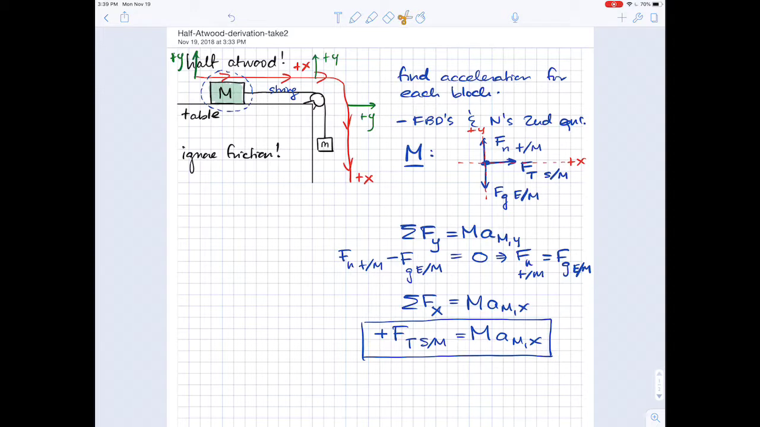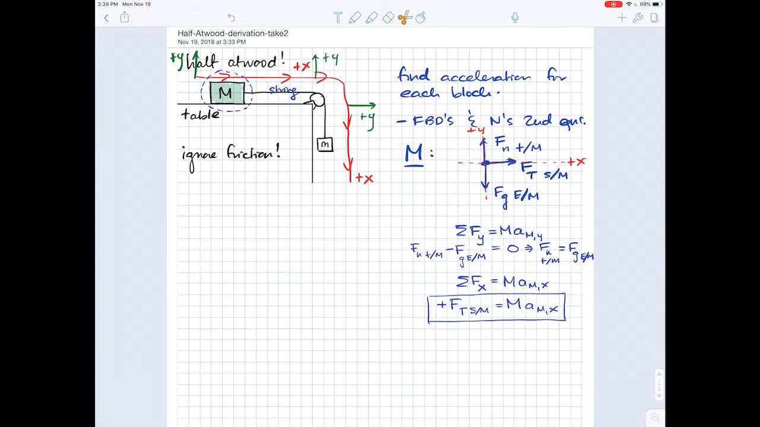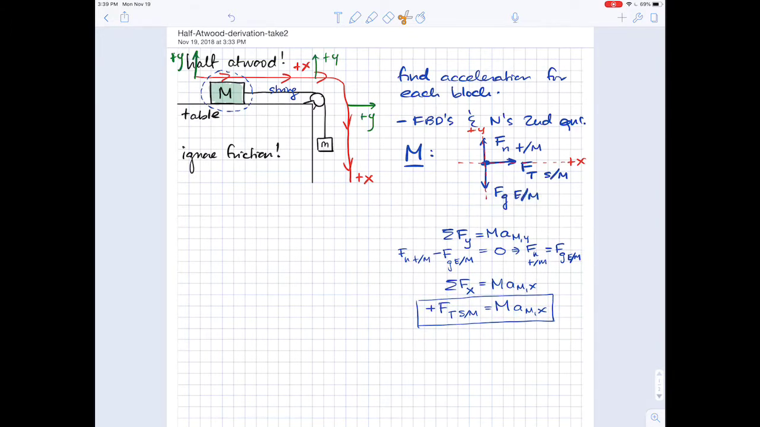And I'm going to shrink these just so that they're not in the way. Let's do this. All right, so for the hanging block, little m, we have only two forces acting on it. We have the force of the earth on that block, and we have the tension force up on that block. We expect that's a little bit shorter because we do think this block is probably going to accelerate down.